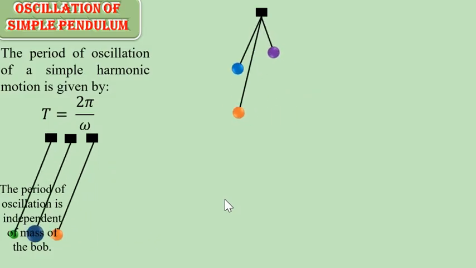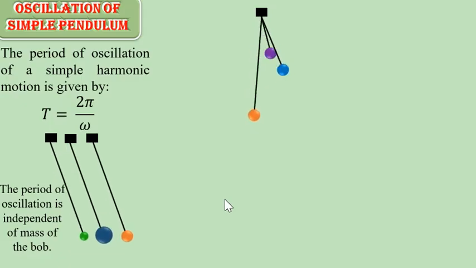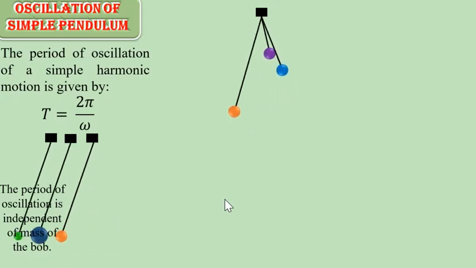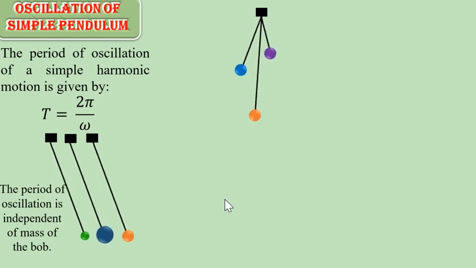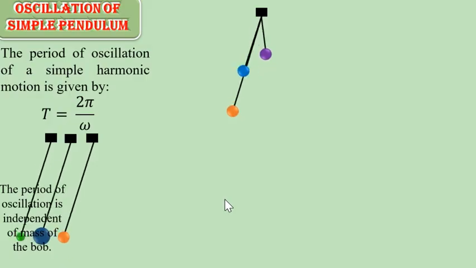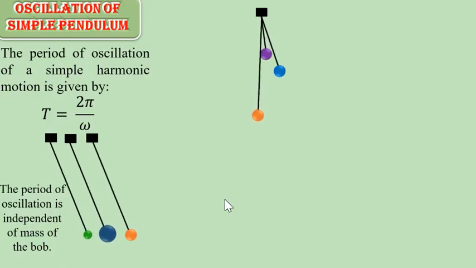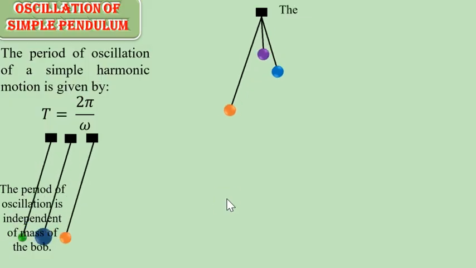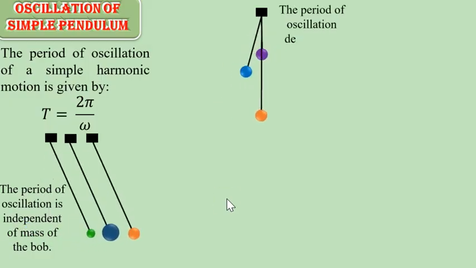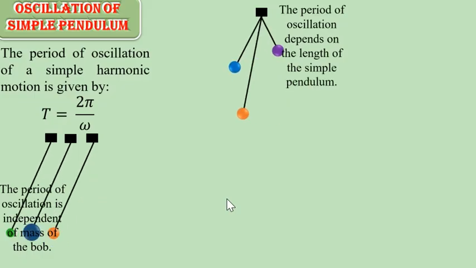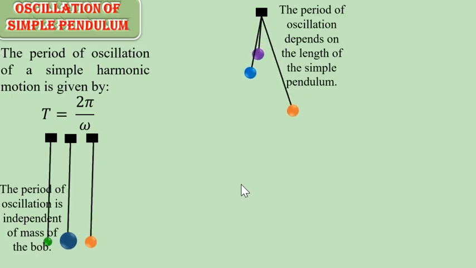Yes. The one with the shorter length moves faster. In other words, the period is shorter. The one with the longest length is the one that moves with the lowest speed. In other words, the period is more. So we can see here that the period of oscillation of a simple pendulum depends on the length of the simple pendulum. That's one thing I want you to observe here.